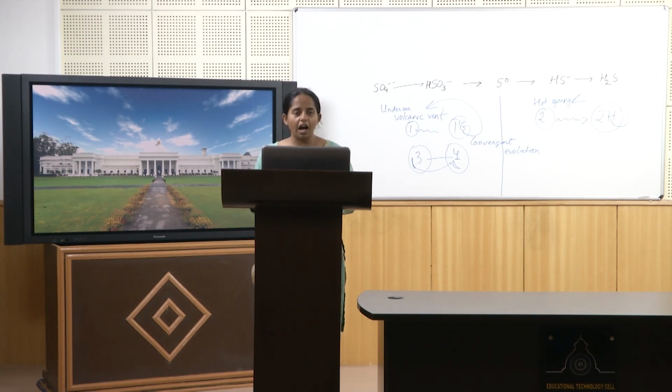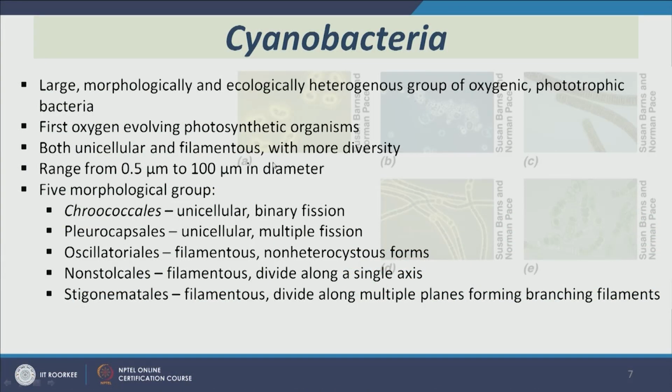Okay. So after we know that initial microbes were perhaps anoxygenic phototrophs, then came oxygenic phototrophs, and the first among them we believe were cyanobacteria. They are both unicellular and filamentous with more diversity. They range from anywhere from 0.5 micrometer to 100 micrometer in diameter.